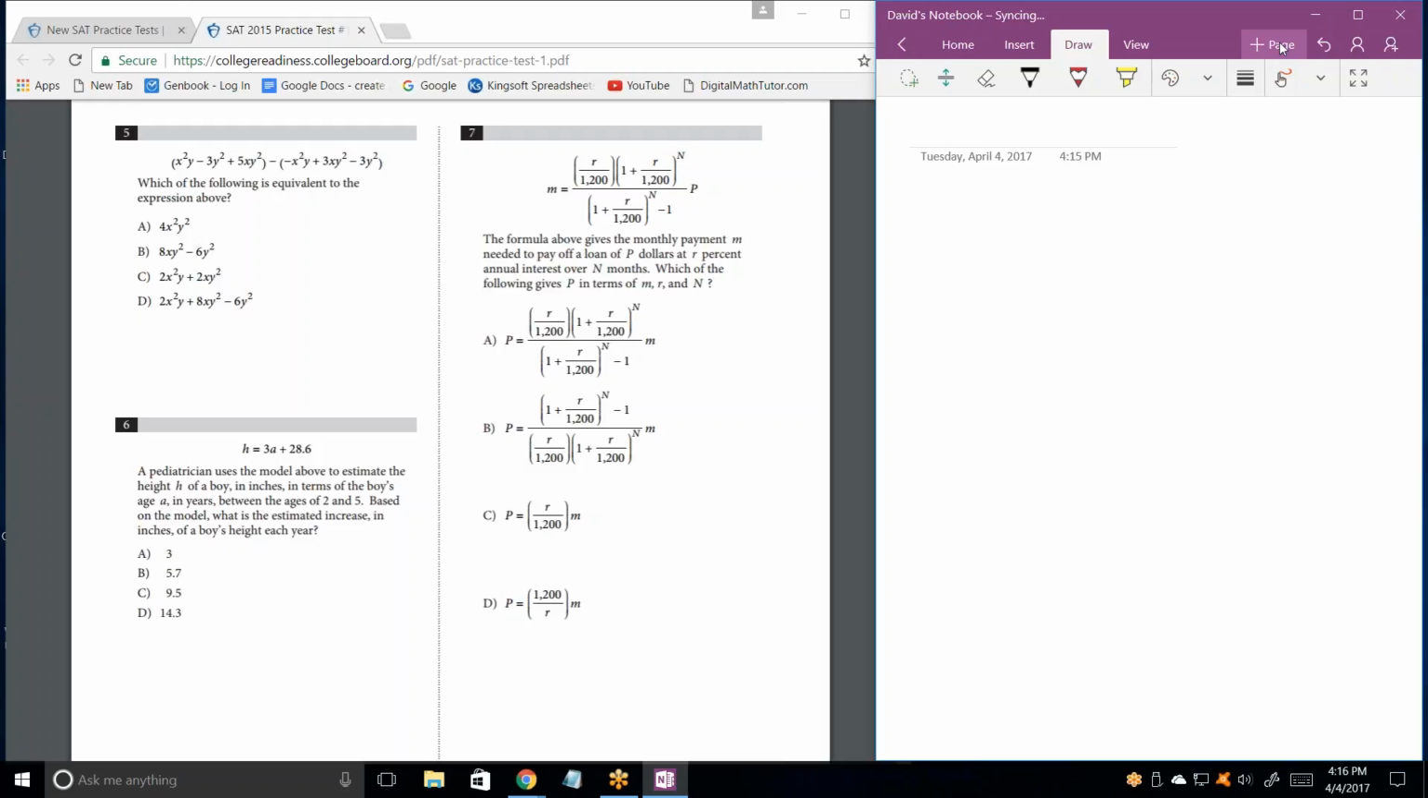We don't care what P is. We don't care what R is. We don't care what N is. We don't care what any of those are. This is a straight algebra problem. Well, if I told you that M equals A times B divided by C to the nth minus 1 all times P, how would you solve that for P?